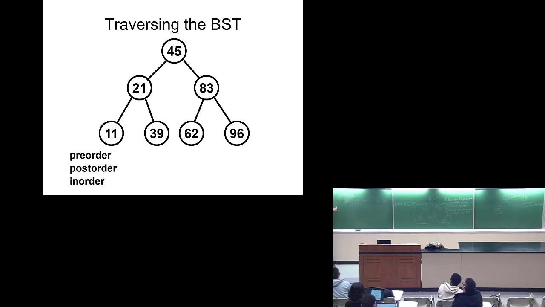11. Then post-order: 11 then 39, right? Left subtree, right subtree, then root. 11, 39, 21, 45? No, root comes towards the end, right? 62, 96, 83, 45.